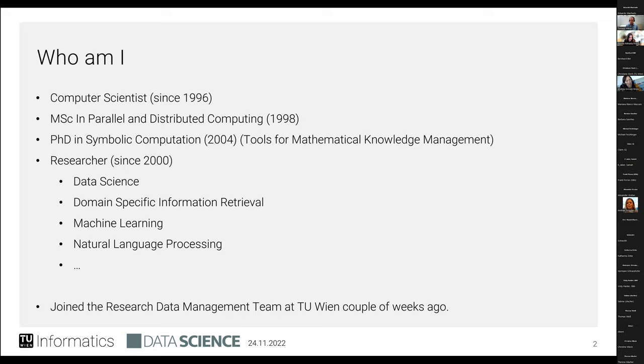And I basically have been active in research since 2000. My latest focus areas are the ones mentioned before. I also joined the research data management team at the TU Wien a couple of weeks ago. The presentation today includes all my work from the data science research unit and the projects which I run here.